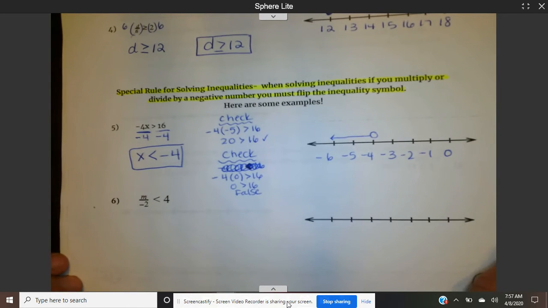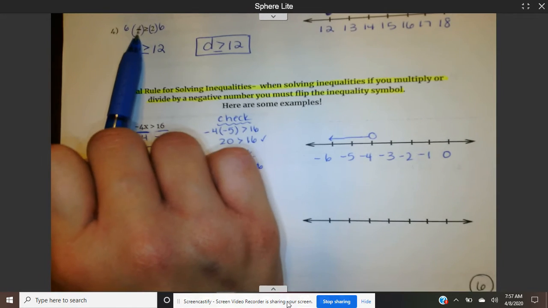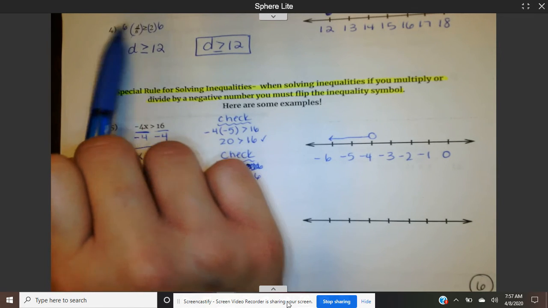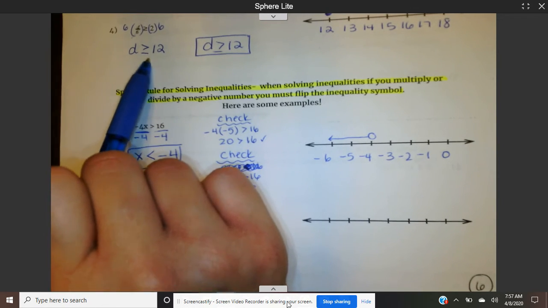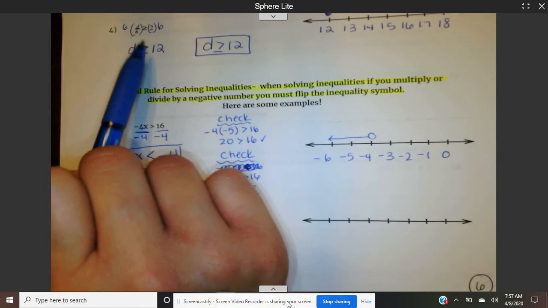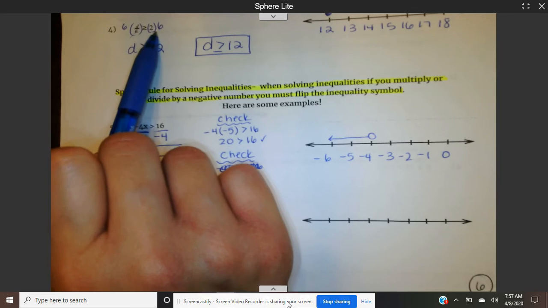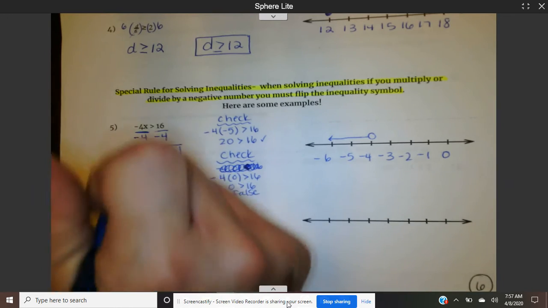Okay, so the same thing goes when you multiply. So up top here, we had to multiply by 6 because it's d divided by 6. Okay, so we had to multiply by 6, and this does work. So if you did 12 divided by 6, that would be 2. 2 is greater than or equal to 2. So that one does work.